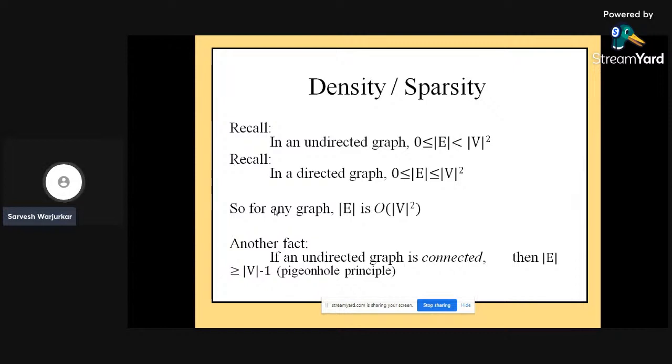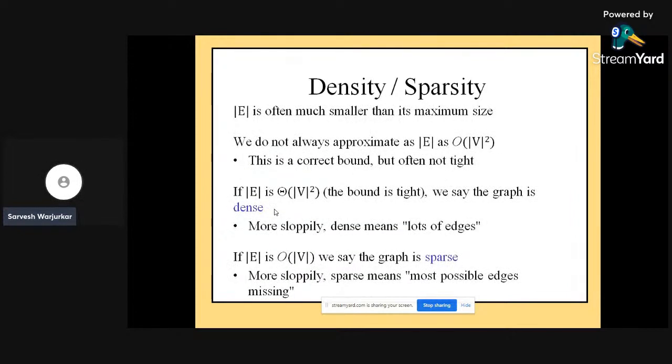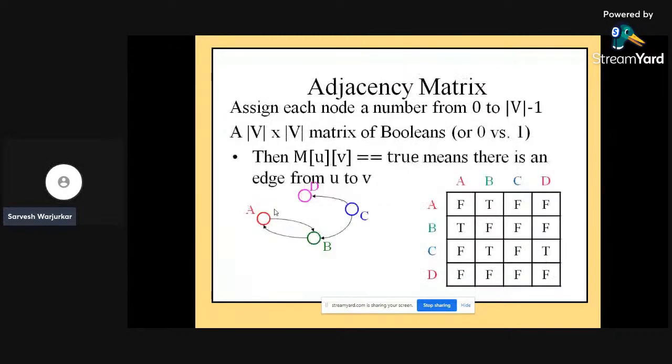Another fact is that if an undirected graph is connected, then the edges are greater than or equal to V minus 1. There is one different principle which is not in your GATE syllabus, named the pigeonhole principle. So for a sparse graph, density can be calculated, where the number of edges is often much smaller than its maximum size, and we do not always approximate E as order of V squared. There is a correct bound, but it is often not tight, so it may be up to the upper bound.